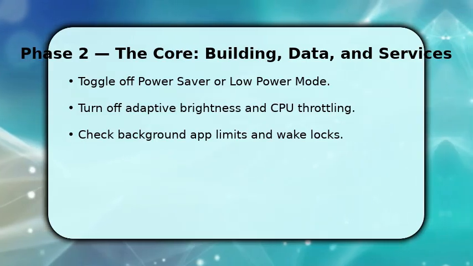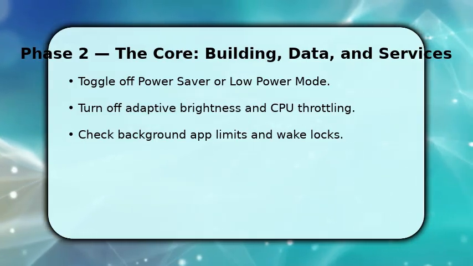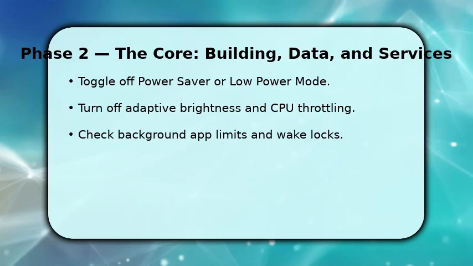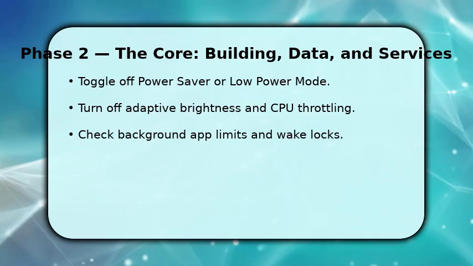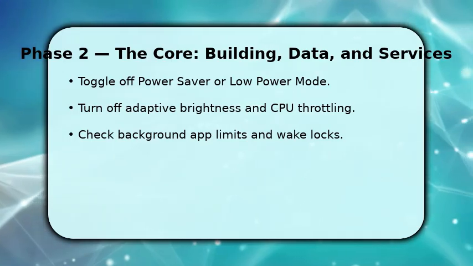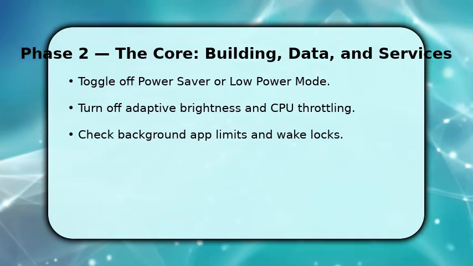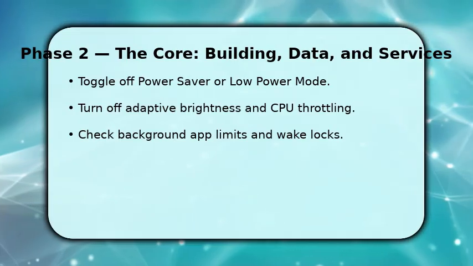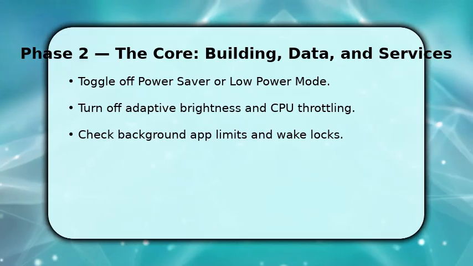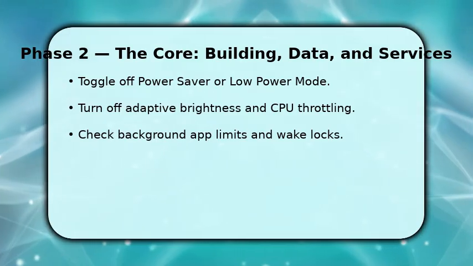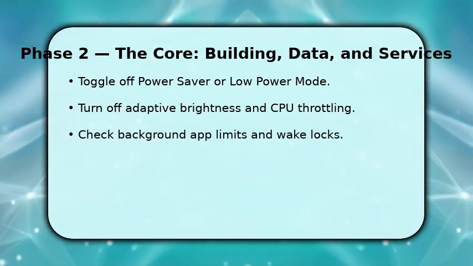Then, disable adaptive brightness if it's dimming excessively, and turn off CPU throttling or performance limits that reduce clock speeds. These are often separate switches. Also, inspect background app limits or app sleep lists and remove critical apps from those restrictions so notifications and sync continue. Make changes deliberately. Turning everything on at once can spike battery use.